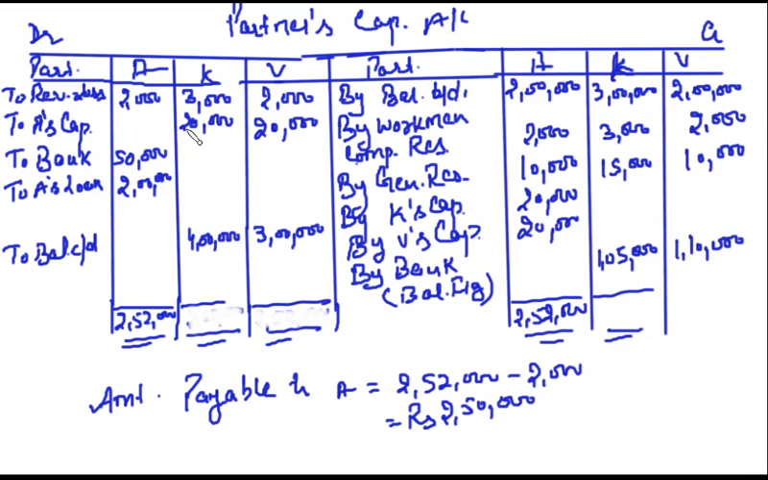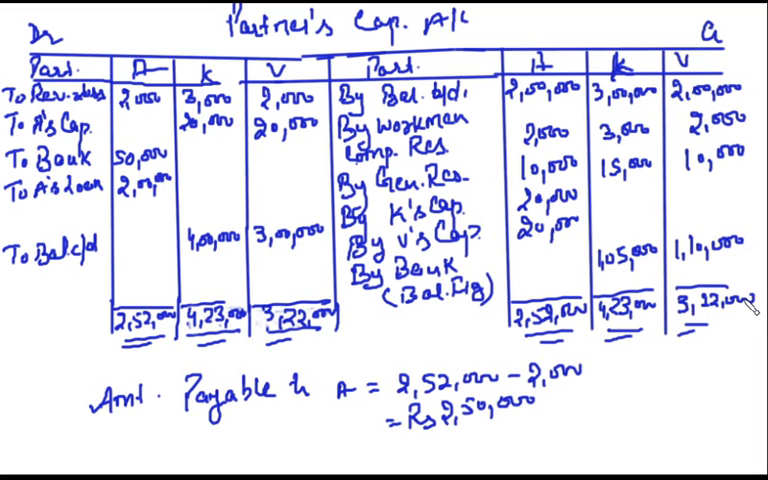Clear, friends? This will come to 4,23,000 and this will come to 3,22,000. This is how you prepare the partners' capital accounts.